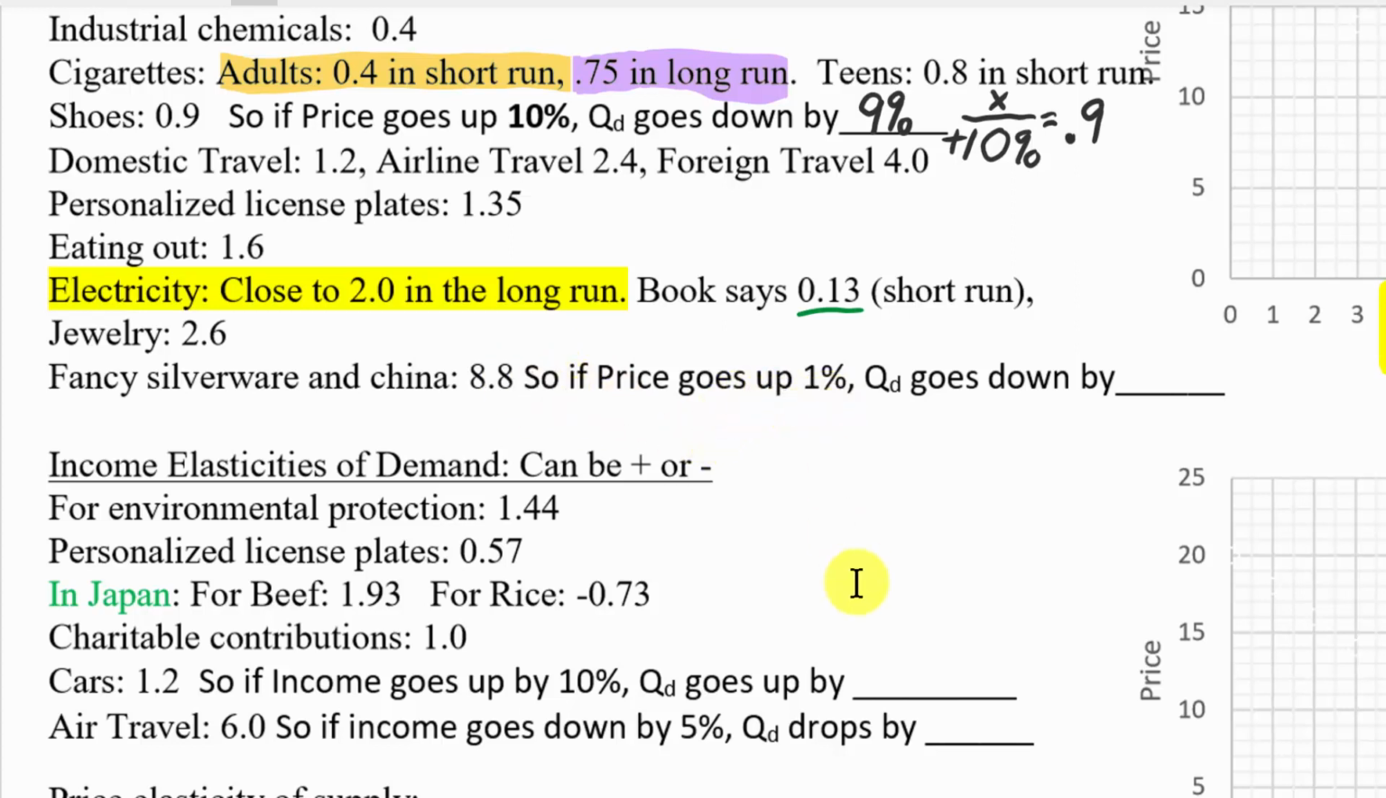What is our prediction going to be if the price goes up 1%? What percent is the quantity demanded going to decrease by if the elasticity is 8.8? If you said it's going to go down by 8.8%, you're right. And this is extremely price elastic. Price elasticity of demand, very high, very responsive. When the price goes up, people buy a lot less because there are a lot of other options. You don't have to eat on this fancy stuff, right?